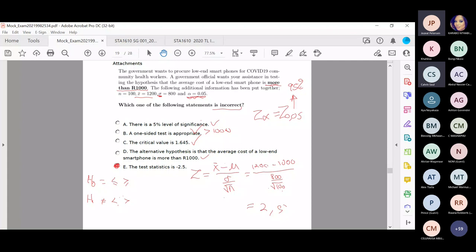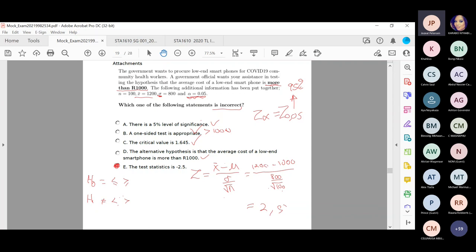Lizzie, it's Calvin here. Can I ask a question? Yes. Tell me, if it was less than, the answer will be correct, right? If it was less than 1,000. The alternative hypothesis is if it was less than 1,000, that means the test statistic was supposed to be negative. Am I correct? No. It doesn't really matter.